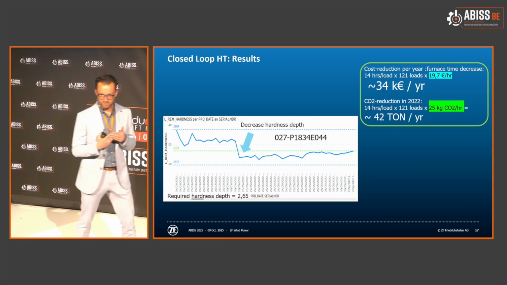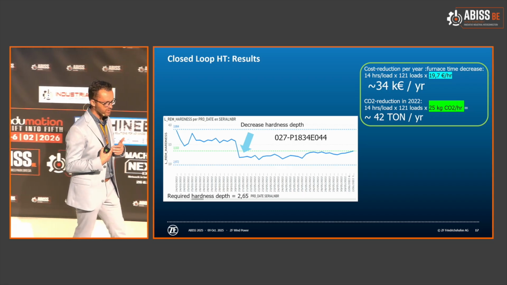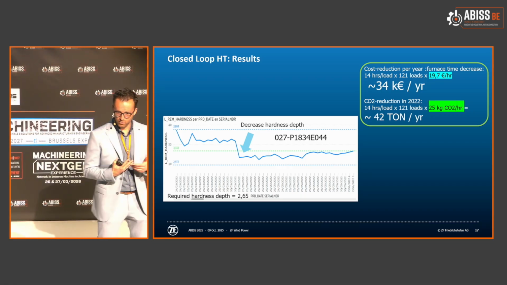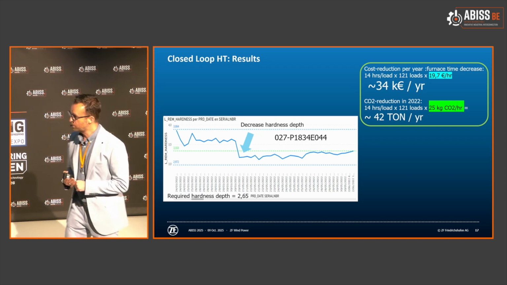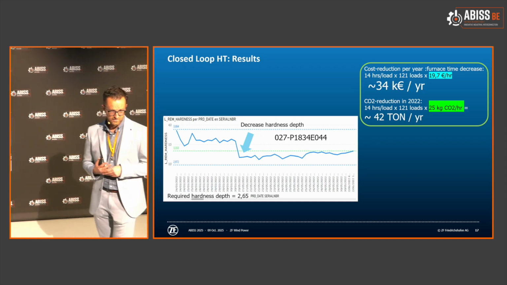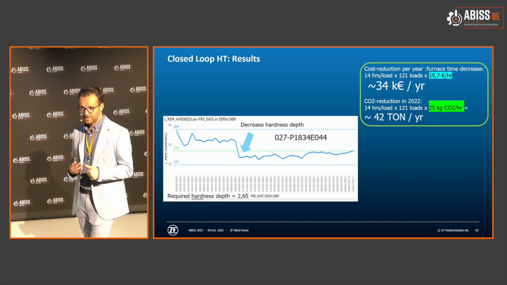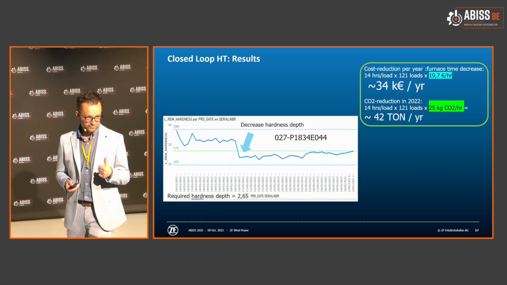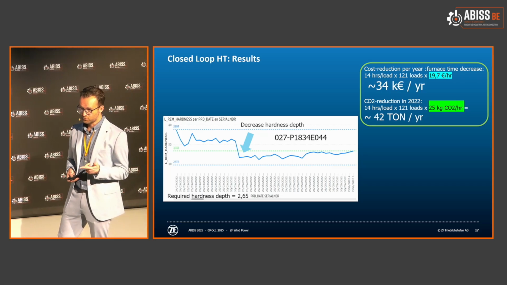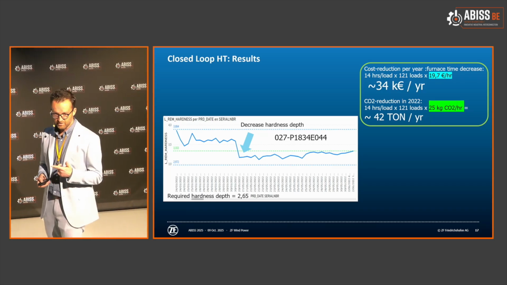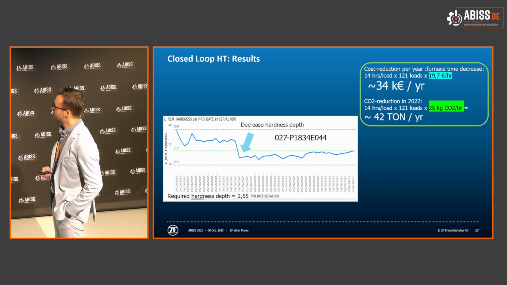Yeah, so by knowing, oh, but actually, when we look at our data, we always have this excess of hardness depth. We were able to reduce the furnace time. Furnace time is gas cost, the cost of burning the gas, but especially also important now, CO2 reductions by not having to burn gas endlessly.